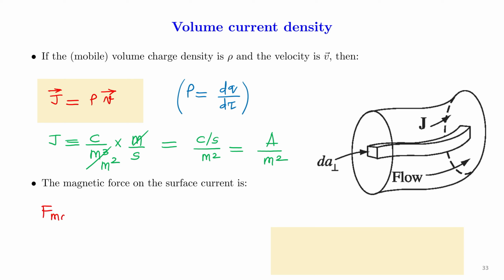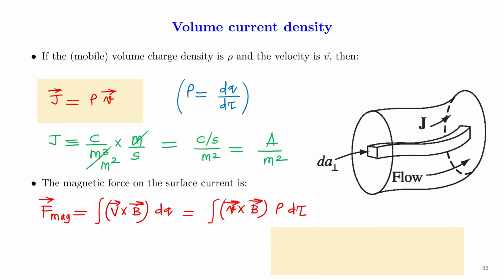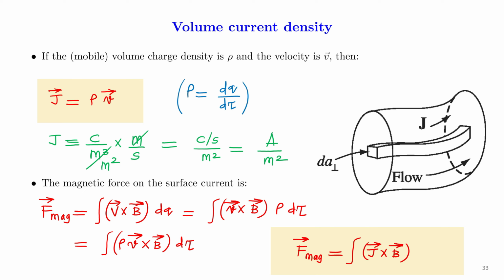We shall now try to find out the expression for the magnetic force on the volume current. We have F mag equal to integral v cross B dq. This is again equal to integral v cross B, then rho d tau, that is equal to integral rho v cross B d tau, and thus the magnetic force due to a volume current density is integral J cross B d tau.